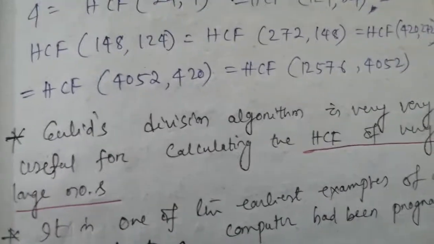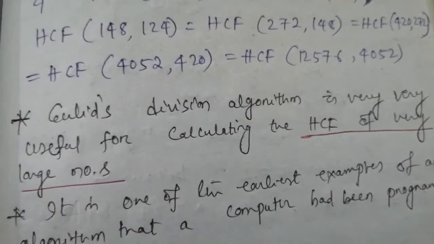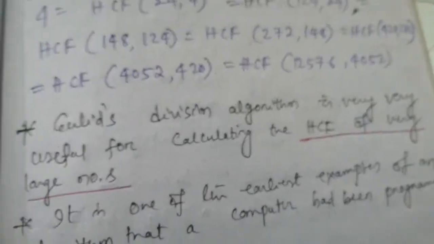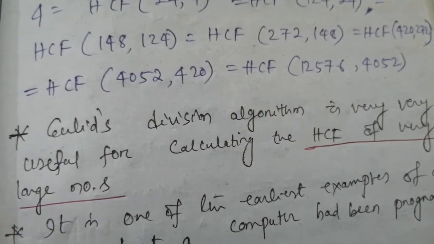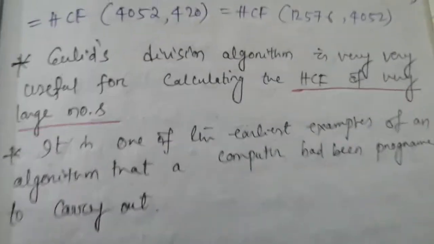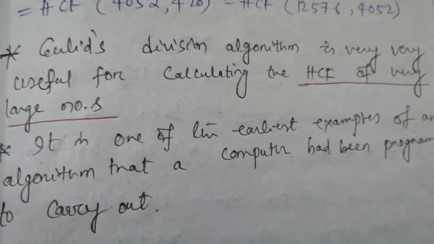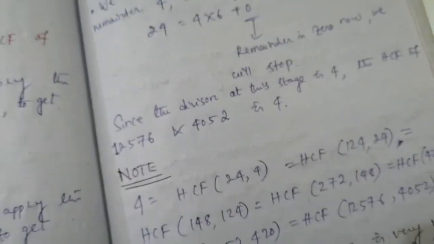So Euclid's division algorithm is very useful for calculating the HCF of very large numbers. For very large numbers, Euclid's division algorithm has great significance. Next, it is one of the earliest examples of an algorithm that a computer has been programmed to carry out.